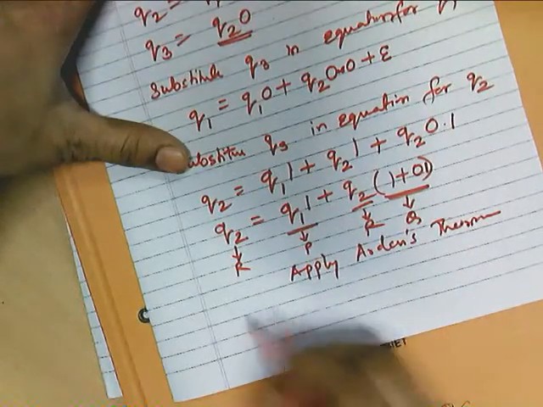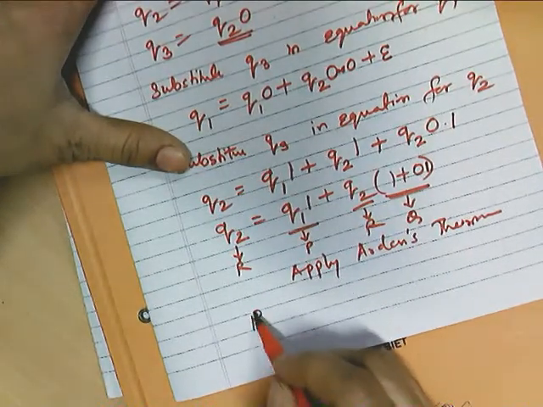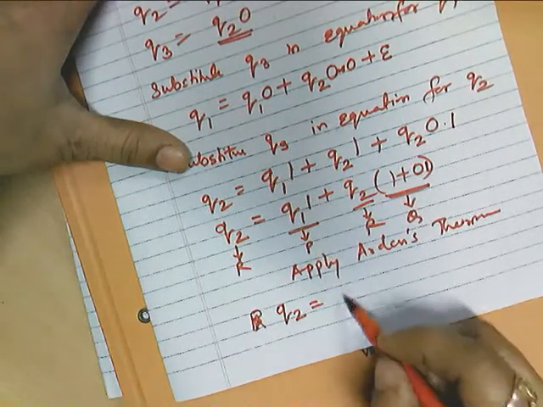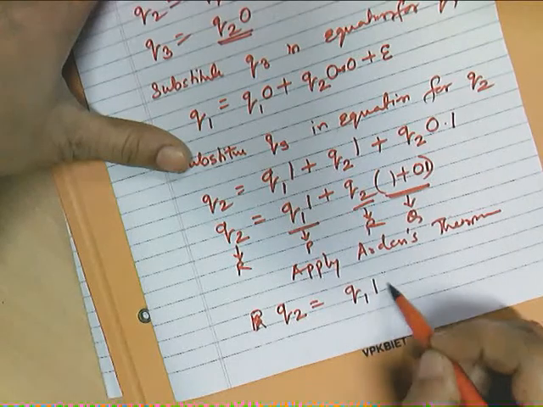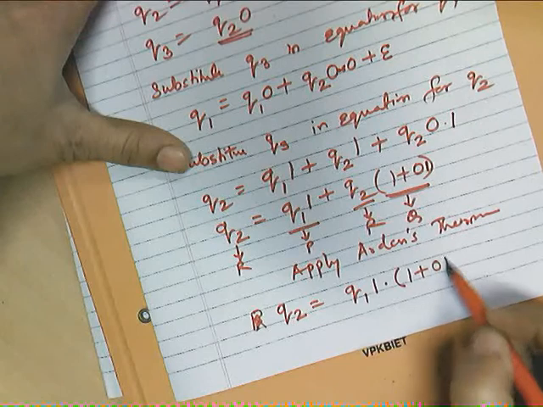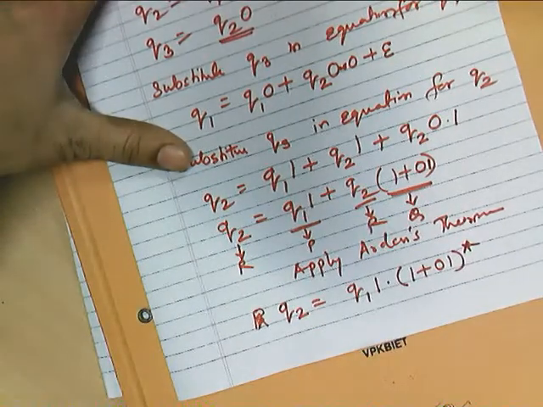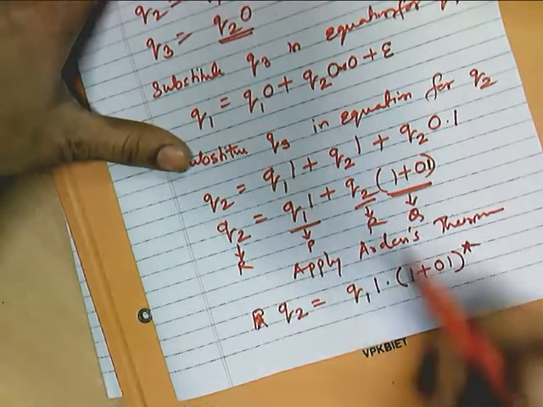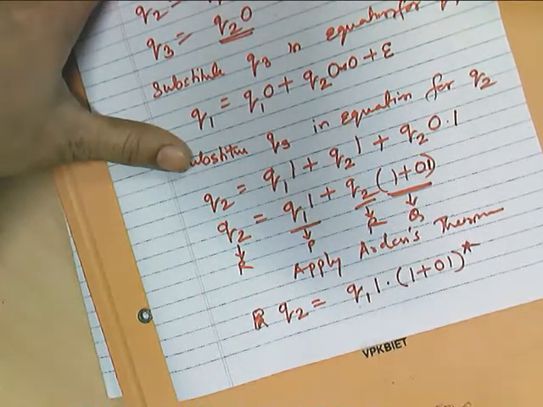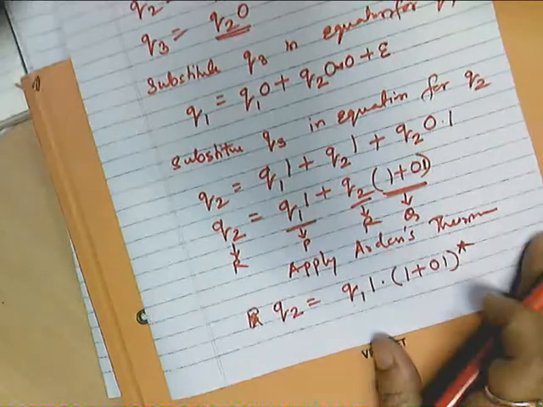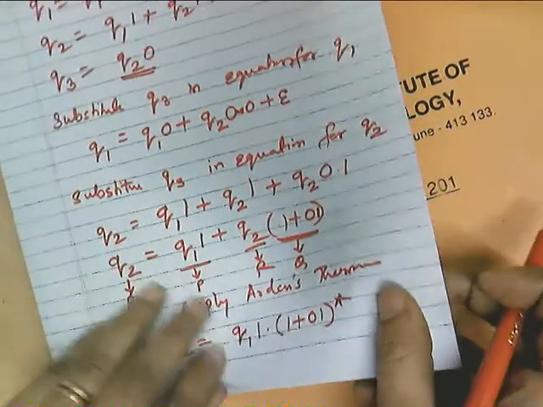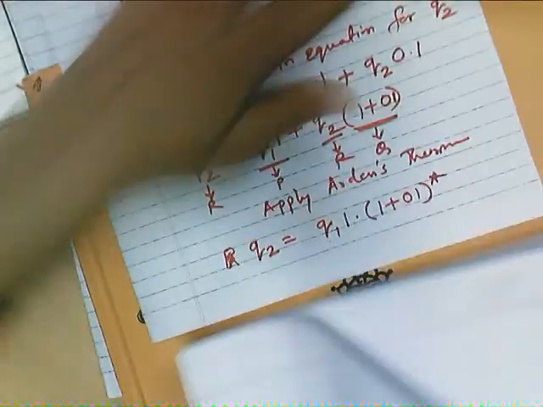So you will get what? R is equal to, that is your Q2 is equal to P, so Q1 1 dot Q star, so Q star will be 1 plus 0 1 whole star. Okay, now we got this particular simplified equation where we are again having unknown state equation for Q1. So this is one simplification. Next we have to substitute all these things into the next equation.